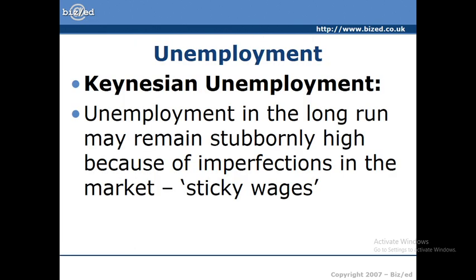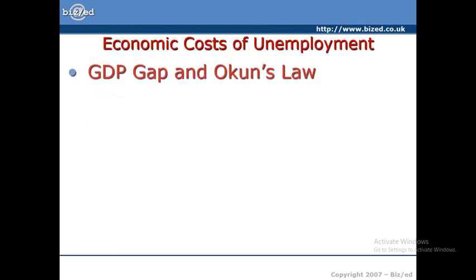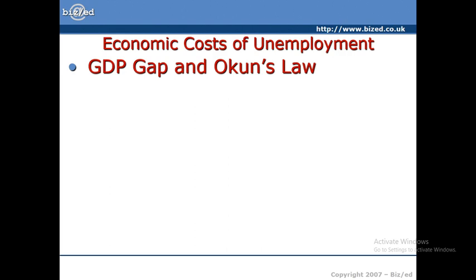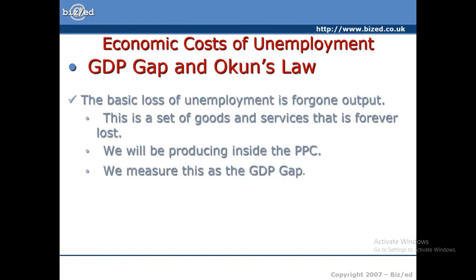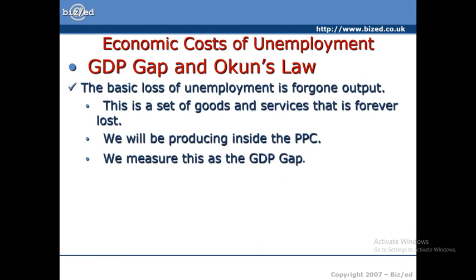Okay. Now, having discussed unemployment, there are some economic costs of unemployment. What is the economic cost of unemployment? The economic cost of unemployment is discussed under GDP gap and Okun's law. So, Okun's law describes the economic cost of unemployment in terms of GDP gap. Now, what is the basic loss of unemployment?